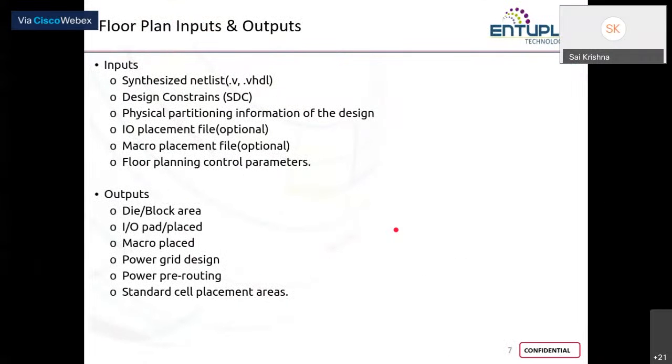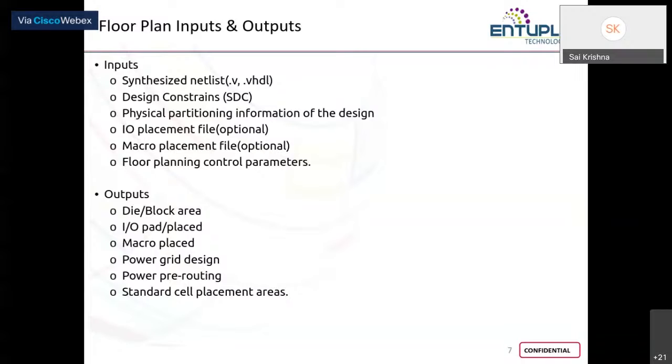So in order to perform your floor plan, or in other words, in order to get started with your physical design, the inputs you need are, the first thing is your gate level netlist, your block level SDC, and then your Liberty files.